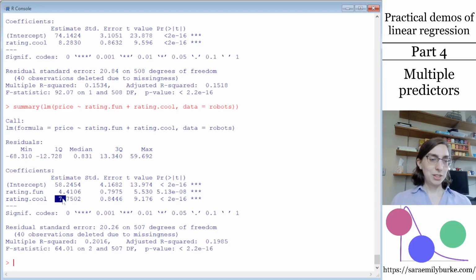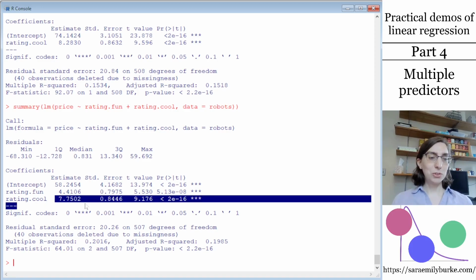Another way of thinking about it is that $7.75 represents the average association between how cool the robot is and its price at every possible value of how fun the robot is. So if we restricted our sample to only those robots that were exactly a 4 on the fun scale from 1 to 7, and we looked at how cool was associated with price, and then we did that again at 4.1 on the fun scale, we wouldn't actually be able to do that because we don't have enough robots at each of those points on the fun scale. But if we imagined doing that, and then we averaged together all the slopes that we would get between cool and price, we would get something sort of like this.